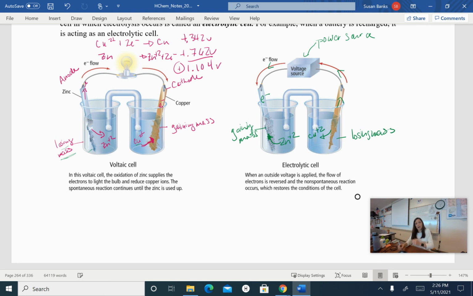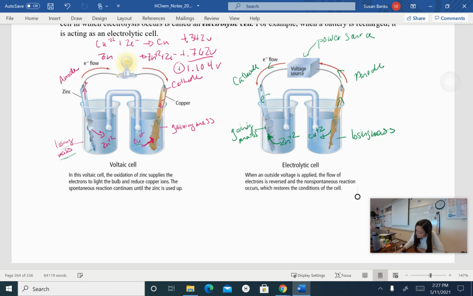So guess what? Copper, when we're using it as an electrolytic cell, becomes the anode, because this is where oxidation is happening. And the zinc becomes the cathode, because this is where reduction is happening. So the poles switch. Okay?